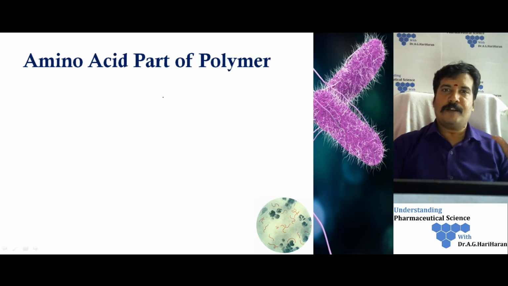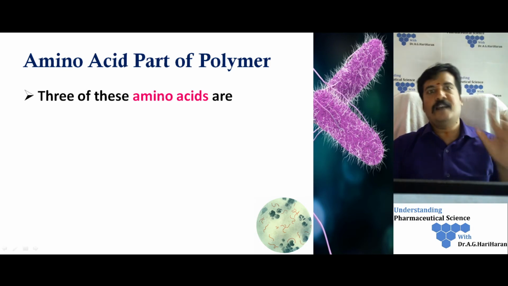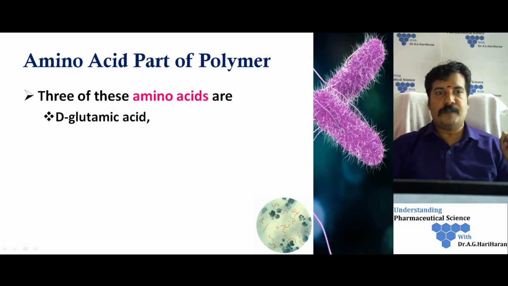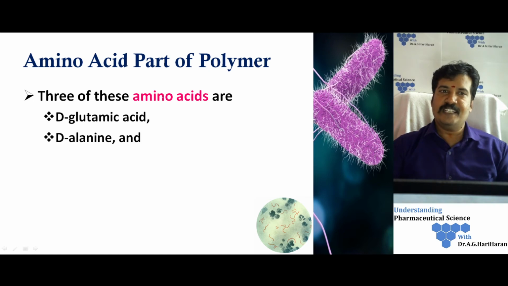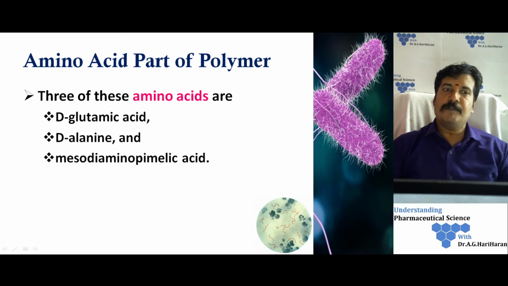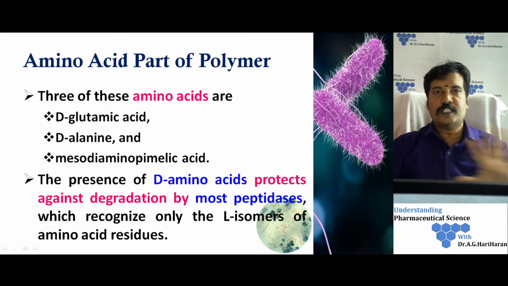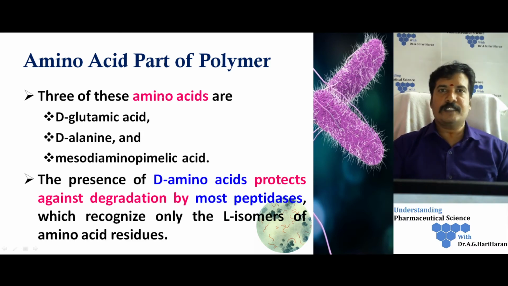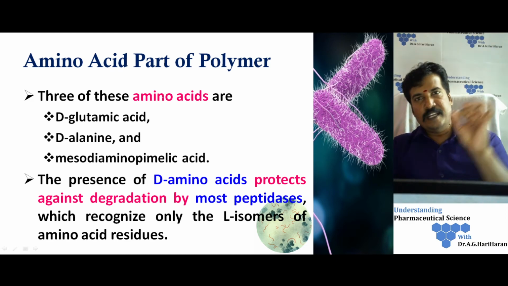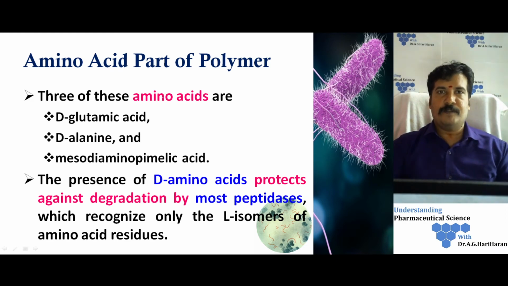The amino part of these polymers generally has 3 major amino acids: D-glutamic acid, D-alanine and mesodiaminopimelic acid. They are generally dextrorotatory in nature because this doesn't interact with the peptidase enzyme. To protect the polymer from the activity of peptidase, the amino acids are dextrorotatory, because these peptidases can act only on the levorotatory isomers.